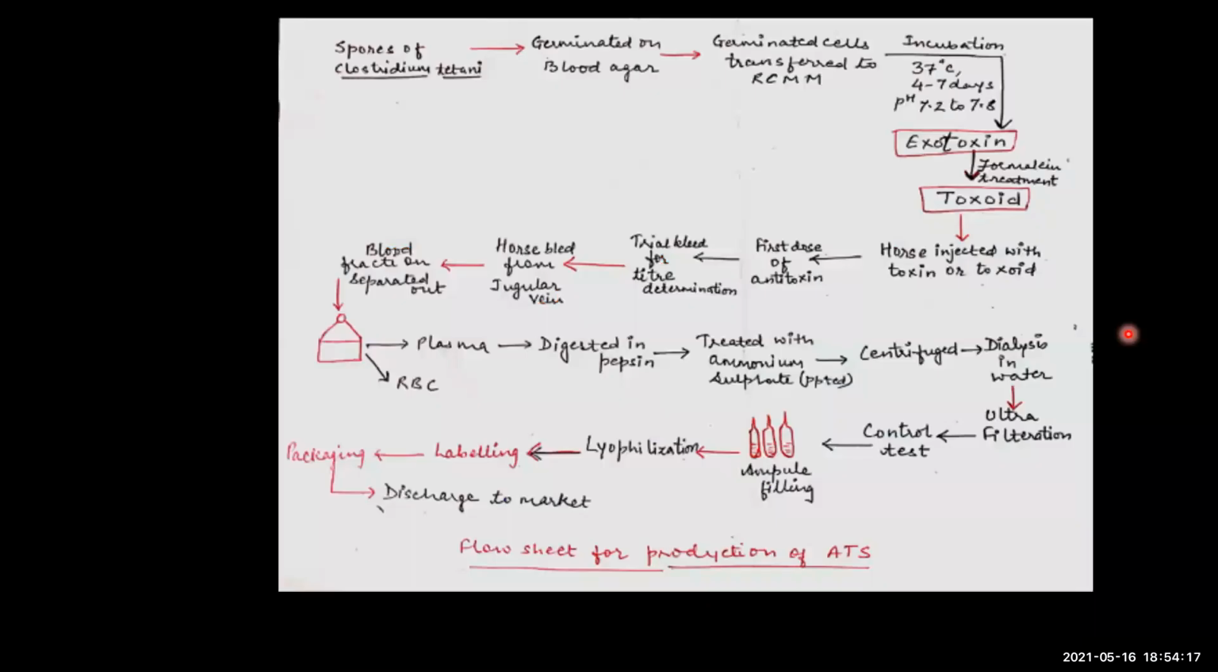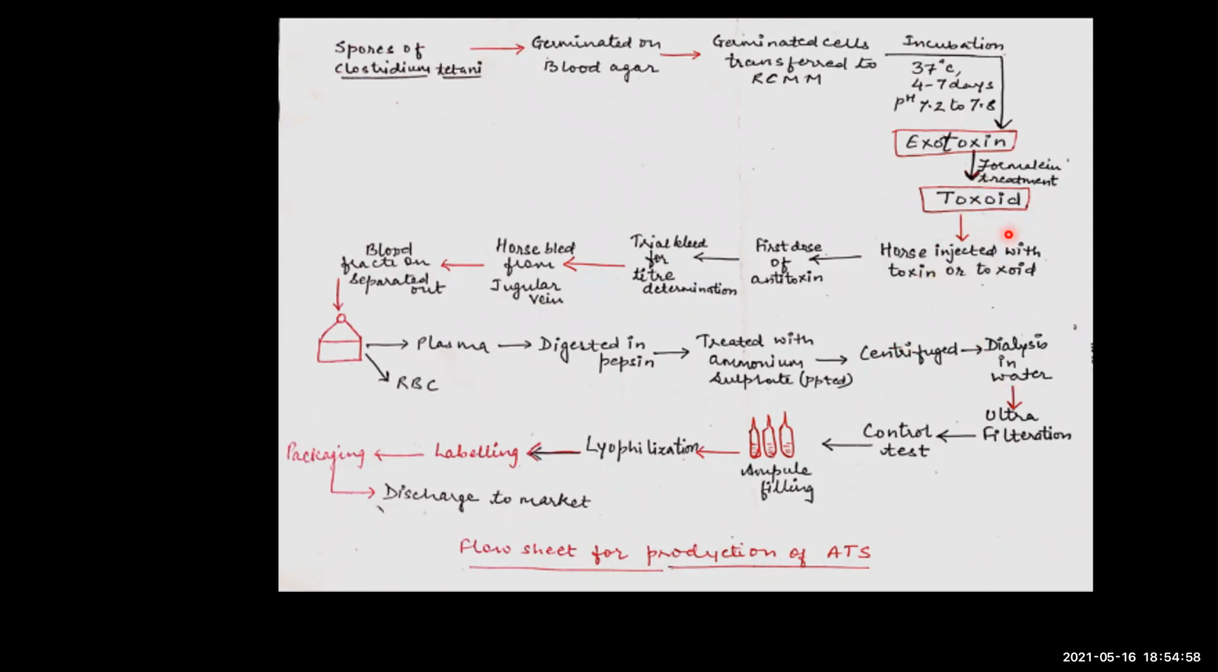Okay, so let us see the flow chart. The spores of Clostridium tetani are germinated on blood agar, then transferred to Robertson's cooked meat medium, and then incubated at 37 degrees. Okay, after germination, transferred for exotoxin production. During exotoxin production, they are incubated, temperature is maintained, pH is maintained, and exotoxin is ready in the liquid broth. Then from the liquid broth, the exotoxin is separated, the cells are separated, and then the exotoxin is subjected to toxoidation by formalin treatment. This toxoid or exotoxin is injected into horse.